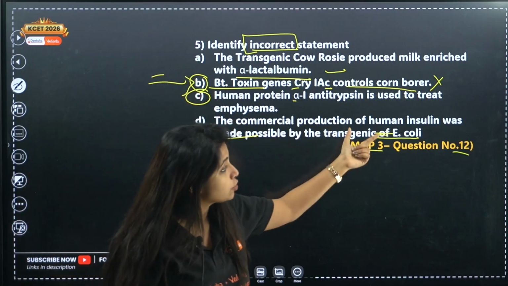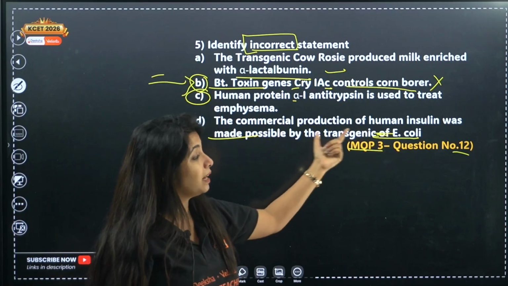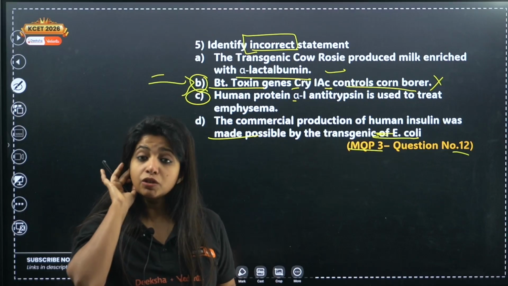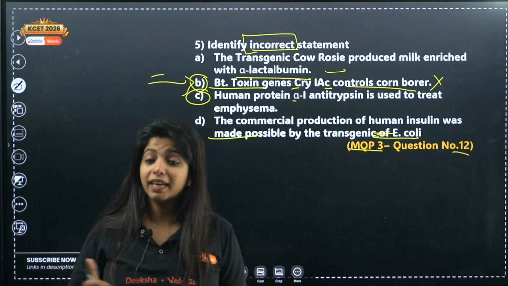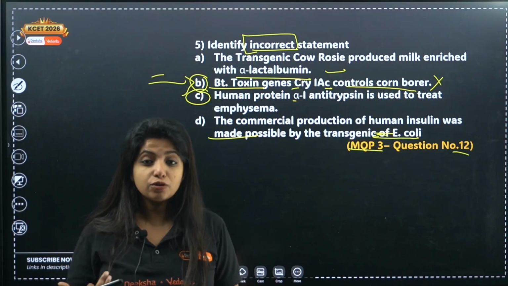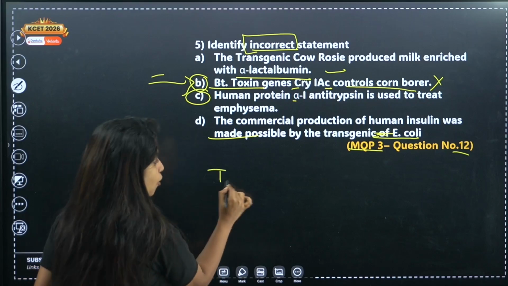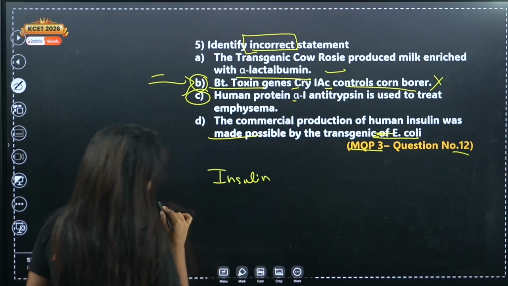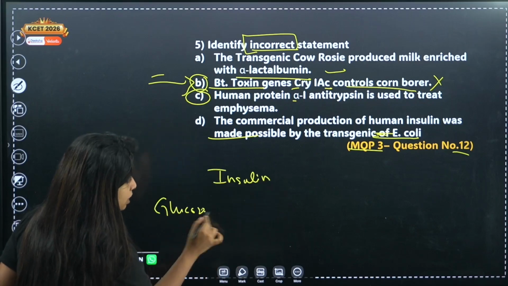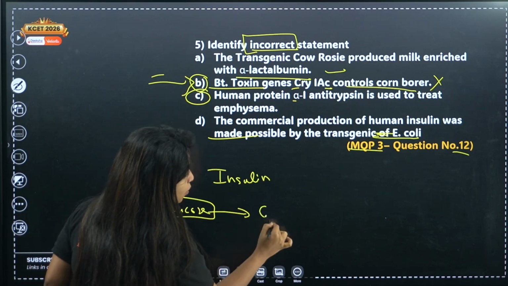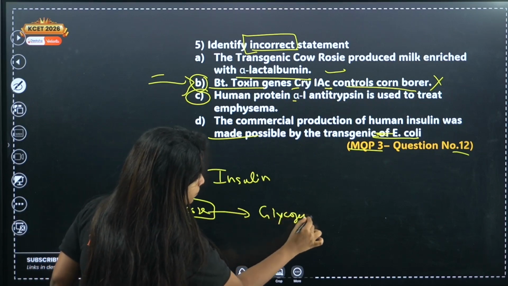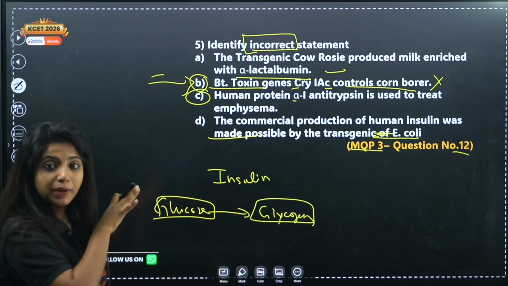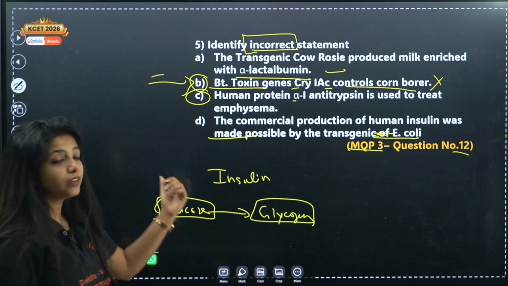The commercial production of human insulin was made possible by transgenic E. coli. So, do you think human insulin was produced by E. coli? What is insulin used for? Insulin is basically a hormone, okay, which traps all the glucose in our body and converts it into what? Into glycogen, such that the level of sugar is maintained in our blood. That is the function of insulin.